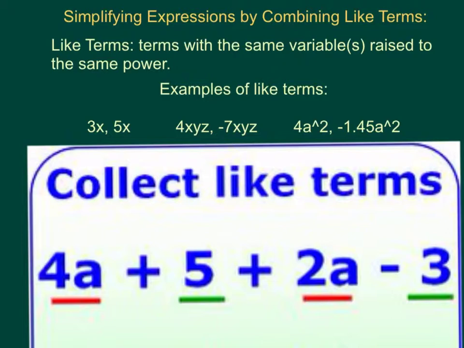The last pair of like terms are 4a to the second power and negative 1 45/100 a to the second power. They both have a raised to the second power, therefore they are like terms. When you see that little funny symbol pointing up, it's called a caret, and that means raised to. And then you take the number after it, say that power. So if we had something like b caret 3, that would mean b raised to the third power.